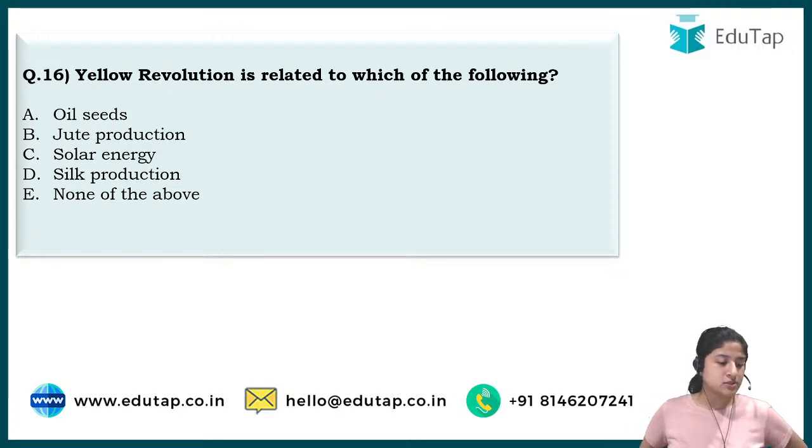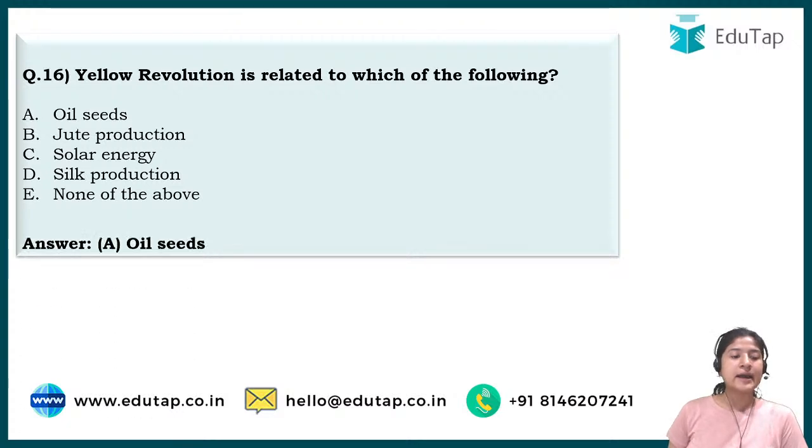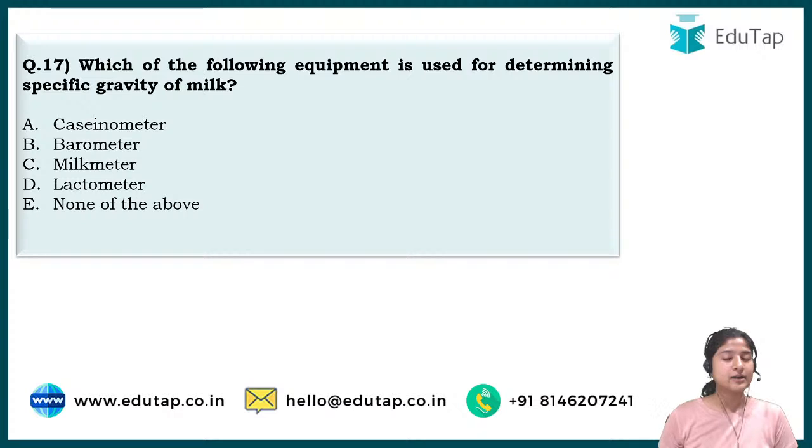So the correct answer to this is, who's the first one? Okay, Debanjan was the first one to answer this, and it is oil seeds that yellow revolution is related to.